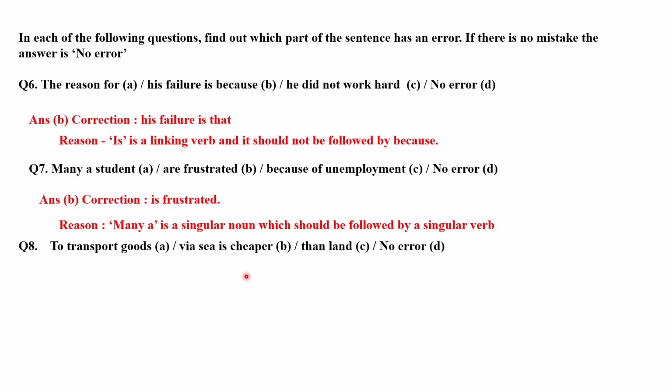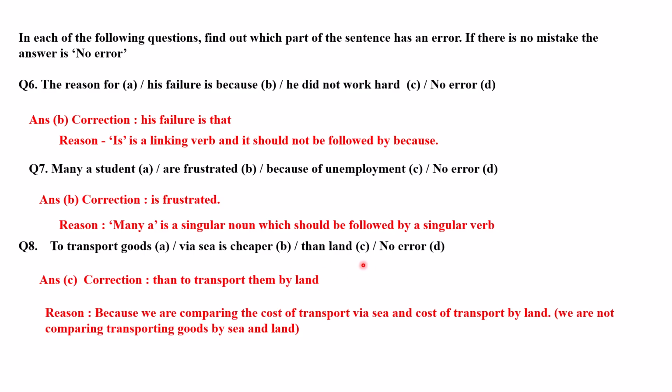Now next, to transport goods via sea is cheaper than land. So here cheaper means what? You are comparing the cost. Okay, cost of transport. But here it is like you are comparing transporting via sea and land. So this sea is the correction. Here correction is required. The sentence should be than to transport them by land. Because we are comparing the cost of transport via sea and cost of transport by land. We are not comparing transporting goods by sea and land, isn't it? So here is the correction.